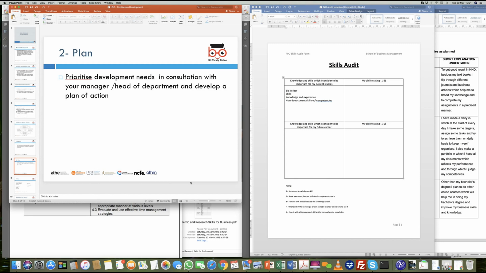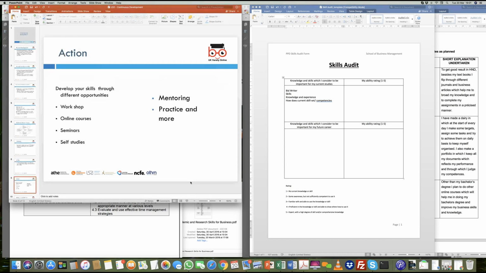Because if you have lots of areas to improve on, you need to prioritize them in consultation with what are important areas and urgent areas, and how they will be directly related to your job or your job opportunities that you need to seek or are seeking. And that is where planning comes in.